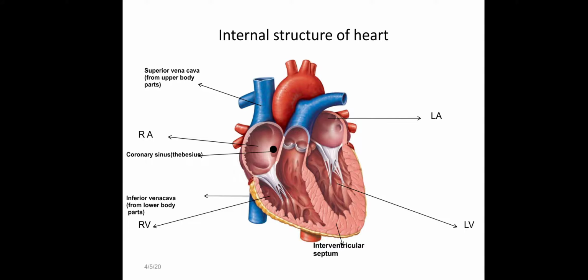Out of these three blood vessels, two have valves and one does not have a valve. The inferior vena cava and coronary sinus have the presence of a valve. The coronary sinus has the thebesian valve and the inferior vena cava has the eustachian valve. Now the superior vena cava is devoid of a valve. It does not have a valve.